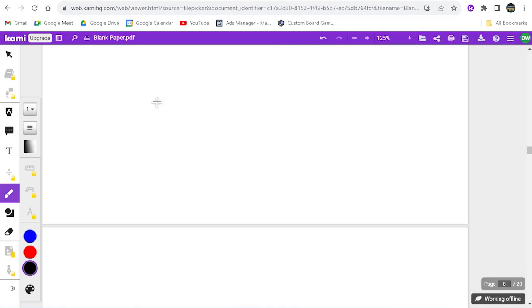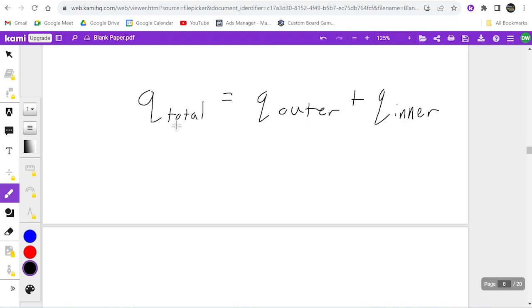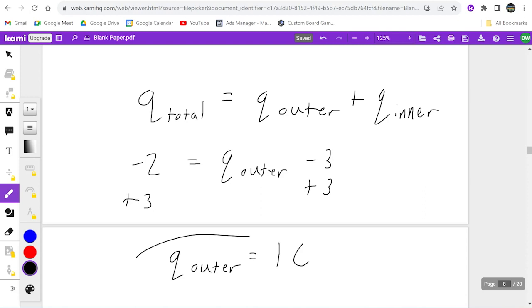So in other words, Q total is equal to Q outer plus Q inner, and we just said the total is negative 2. Q outer is what we still need to solve, and we just said Q inner is negative 3. Whoops, too many equal signs. Negative 3. I add 3 to both sides, and it looks like Q outer must be positive 1 coulomb. In other words, you don't even need Gauss's law for that one. You can just use conservation of charge.